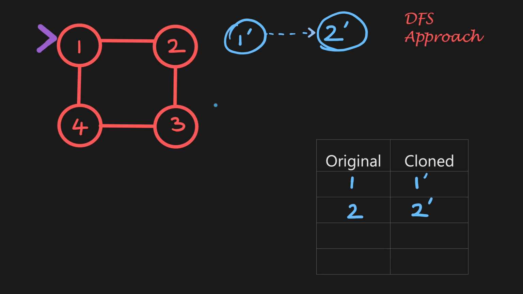Next, we visit neighbors of node 2, which are nodes 1 and 3. Say we first visit node 1. We check the map. Does node 1's clone exist in the map? Yes, it does.